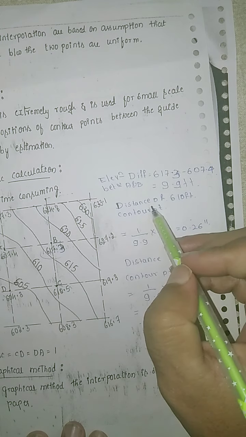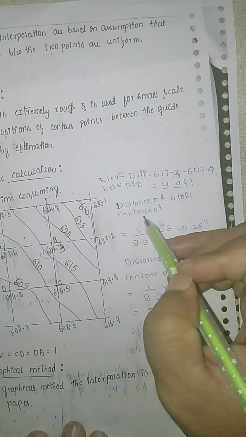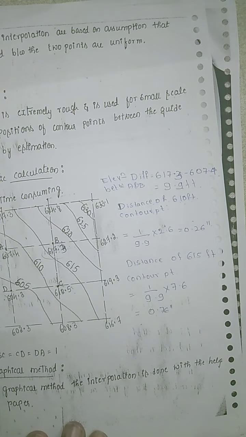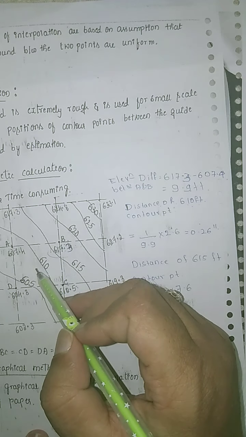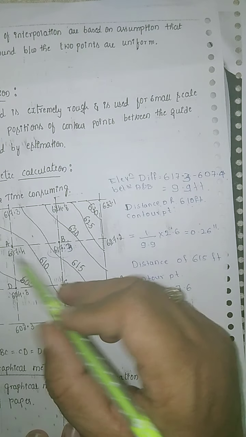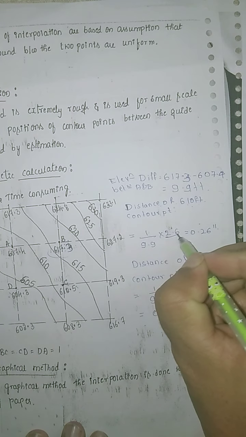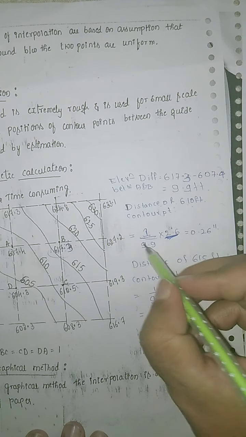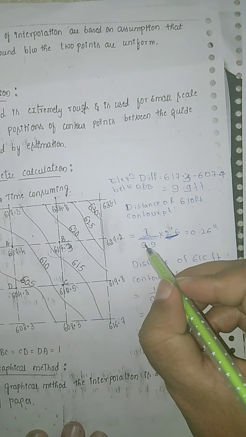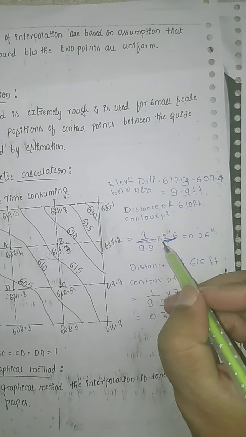Now, to calculate the distance of the 610 feet point, what is the difference between 610 and 607.4? The difference is 2.6. So for this gradient line, the difference in elevation is 1 divided by 9.9, and you are going to multiply that by 2.6.